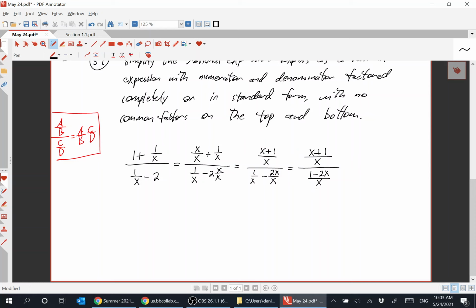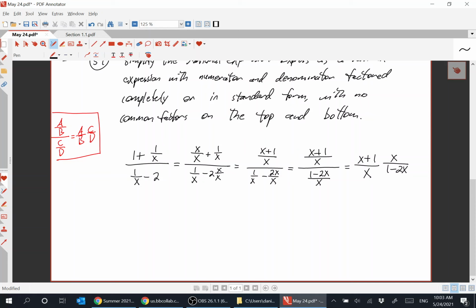Now I've got a fraction on the top, a fraction on the bottom. So I can multiply the fraction on the top by the reciprocal of the fraction on the bottom. So now we can apply that. What did I do? 1 minus 2x. Now I can apply this bit here.